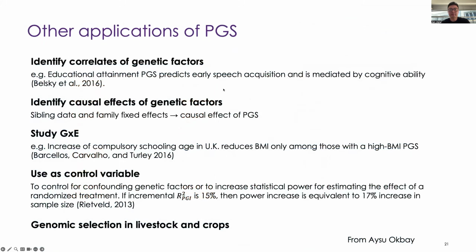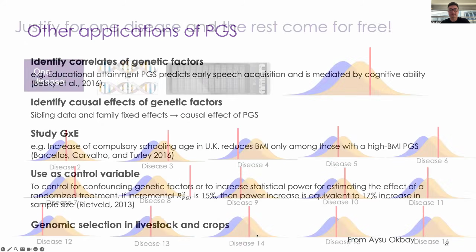And while clinical risk prediction gets most of the attention, polygenic risk scores, or PGS, are fundamentally a statistical genetic tool. So many applications are found outside medicine. For example, we can use PGS to identify genetic correlations between traits, identify causal effects of genetic factors using family design, study the genotype by environment interaction, and of course, genomic selection in agricultural settings.